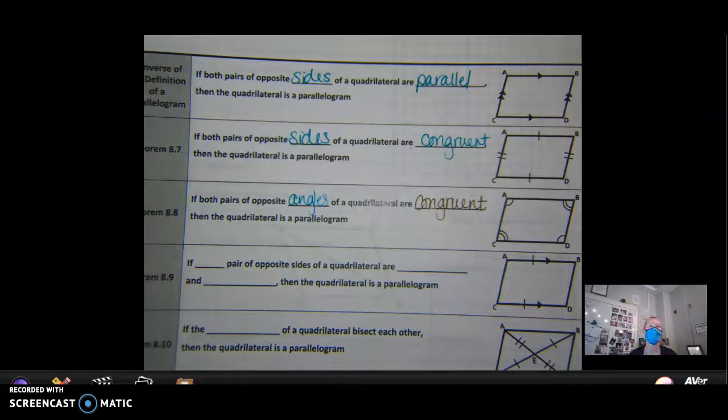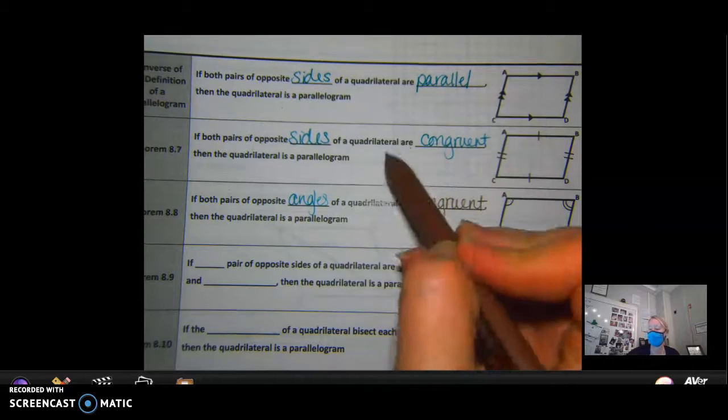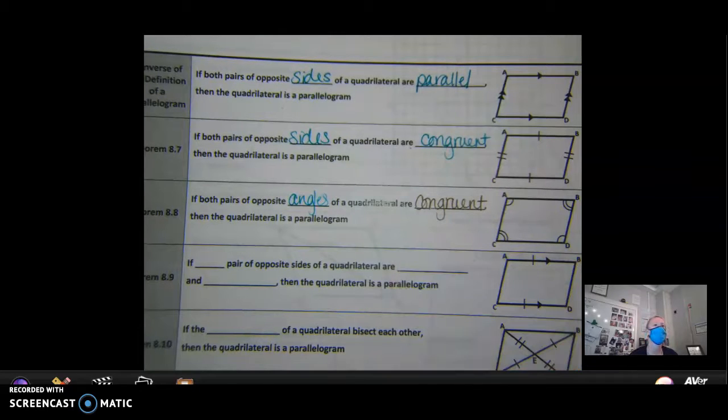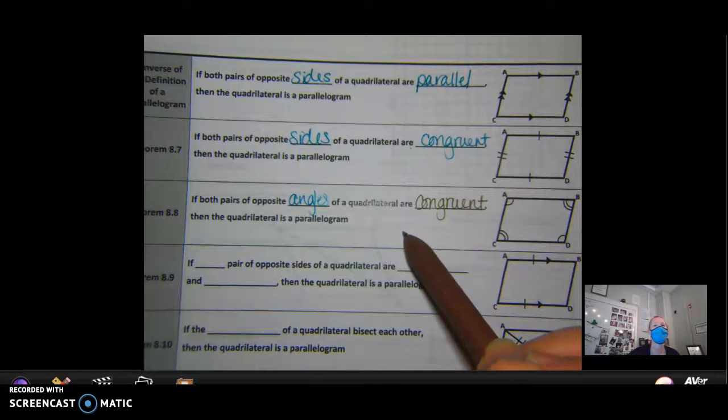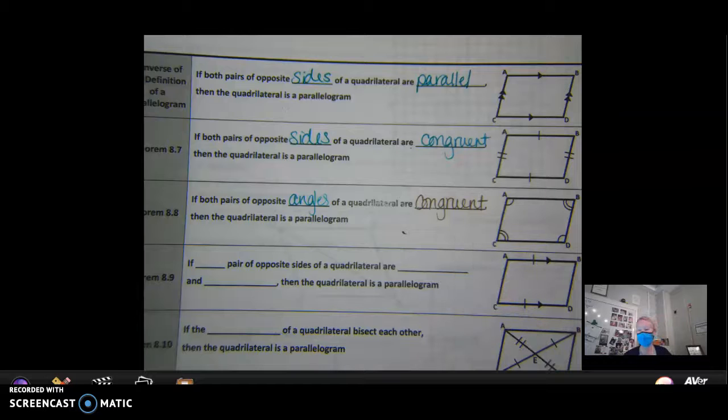Real quick, is a rectangle a parallelogram? Yes. By definition, does it fit all three of these things so far? Yes. So is a rectangle a parallelogram? Yes. But is every parallelogram a rectangle? No. Is a square a parallelogram? Yes, because it fits those three definitions, right? But is every parallelogram a square? No.